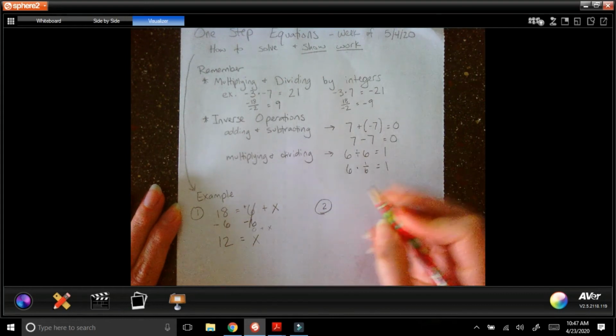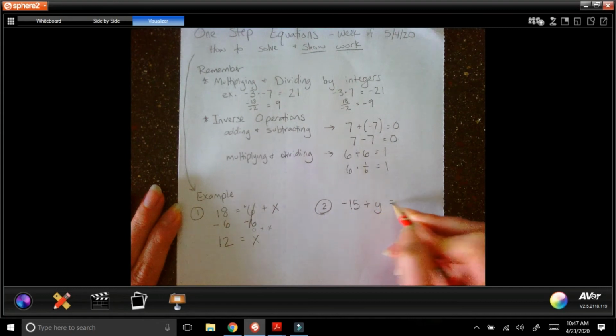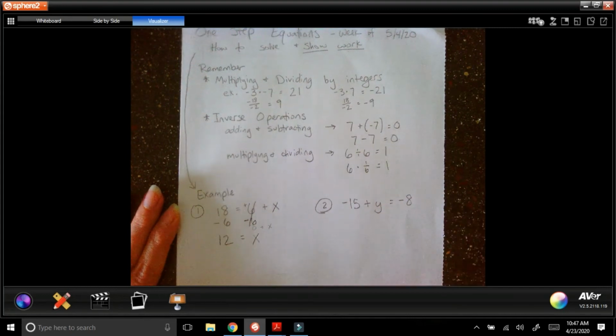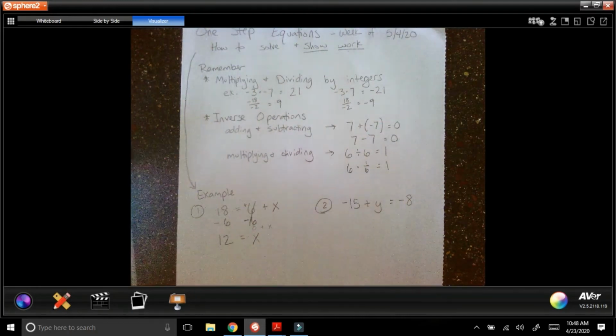Okay, example number 2, let's say I have -15 plus y equals -8. And with these positive and negative ones, if you want a calculator, I think that would be a very good idea for a lot of you guys. Or maybe even you just check it afterwards with your calculator to make sure you didn't make any mistakes with your positive and negative numbers.